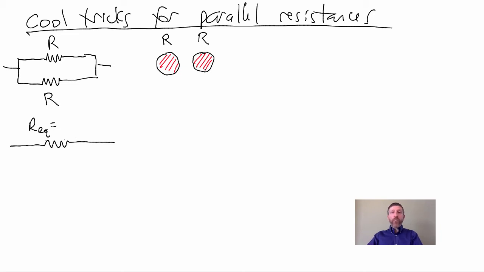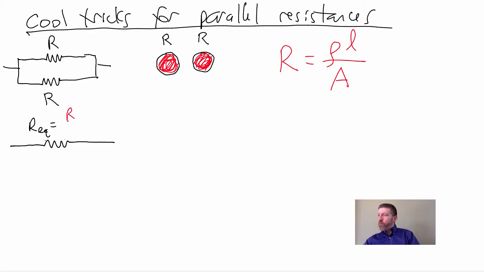What will that do to the overall resistance? It halves it. As you may recall, the resistance is equal to the resistivity times the length over the cross-sectional area. So if you double it from this to this and this, you're effectively halving the resistance. So what is R equivalent of these two R's? It's just R over 2. That only works for identical resistors in parallel.